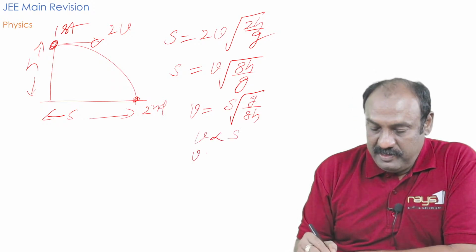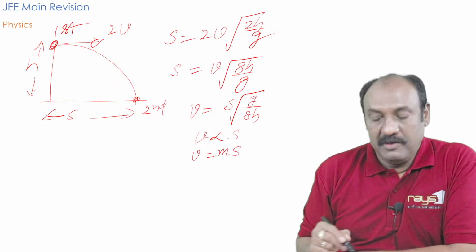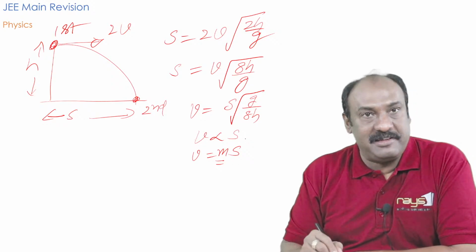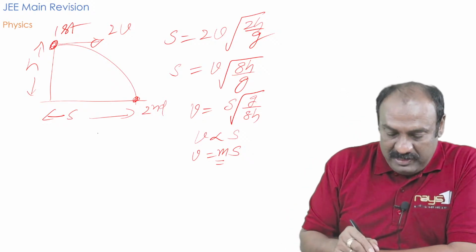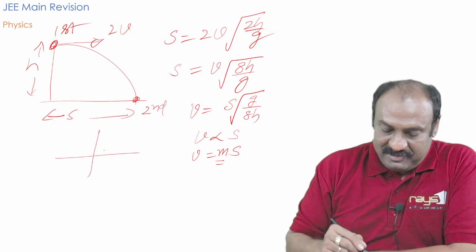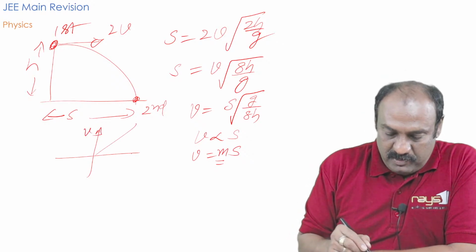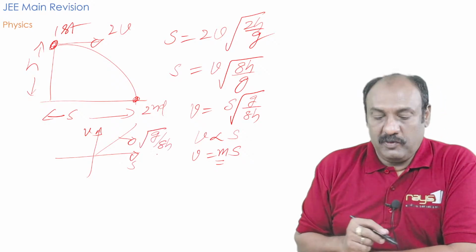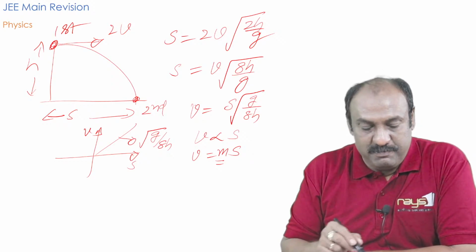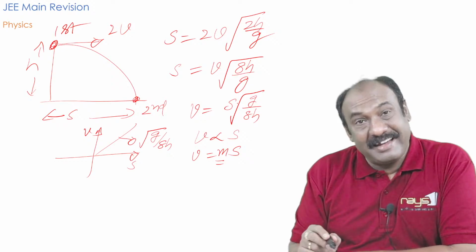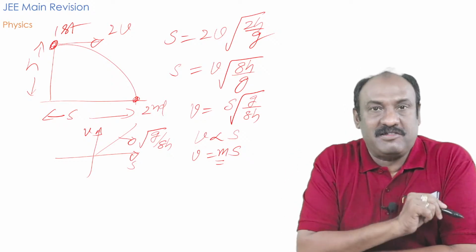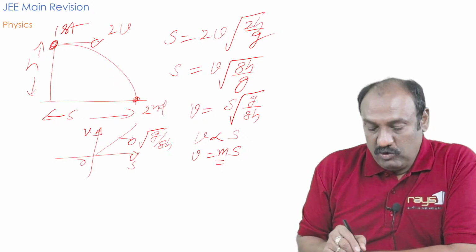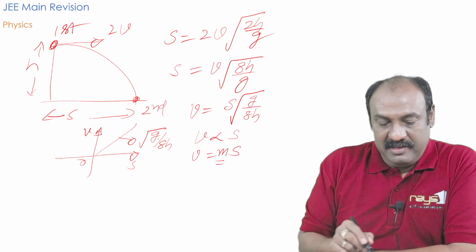That is, v is equal to some m into s, where m is the slope of the given graph plotted between v and s, because it is in linear relation. v and s are linear to each other. So the nature of the graph is a straight line passing through the origin, and having slope root of g by 8h. So what is the nature of the graph plotted between velocity of this particle and distance of the second particle at the time of projection of the first particle? For v and s, the nature of the graph is a straight line passing through the origin and having slope root of g by 8h. That is the answer for this question.